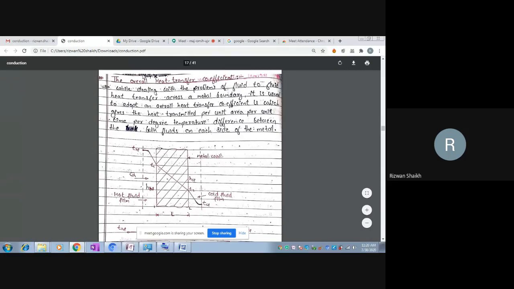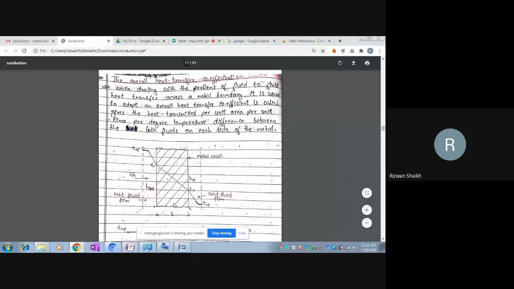Now the term is overall heat transfer coefficient, which is denoted by capital U. When you have to consider the overall heat transfer coefficient, whenever the amount of heat flows from one fluid, that is from hot fluid, to a cold fluid through a boundary, that is the metal wall. In such cases, we have to consider the overall heat transfer coefficient.